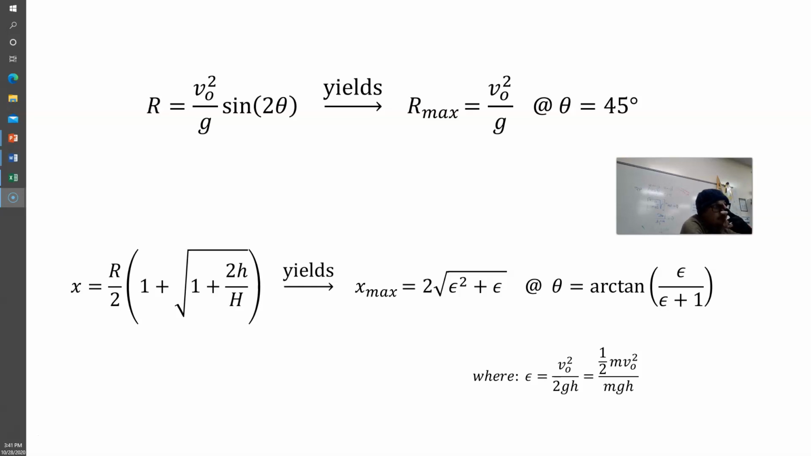And the angle depends on the initial velocity and the height by that equation over there. It's trivial to take the limit now. If h goes to 0, epsilon goes to infinity, and that equation over there, when epsilon goes to infinity, converges to 1, and arctangent of 1 is 45.